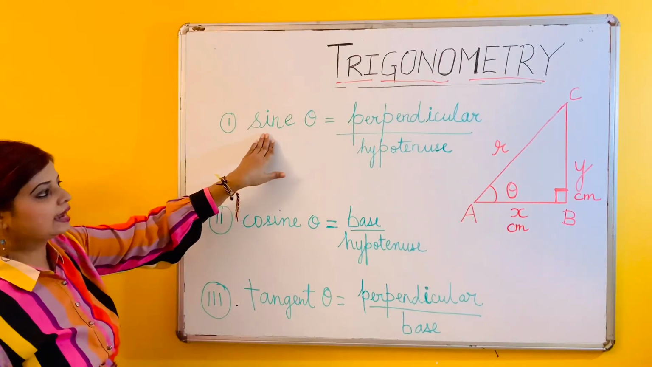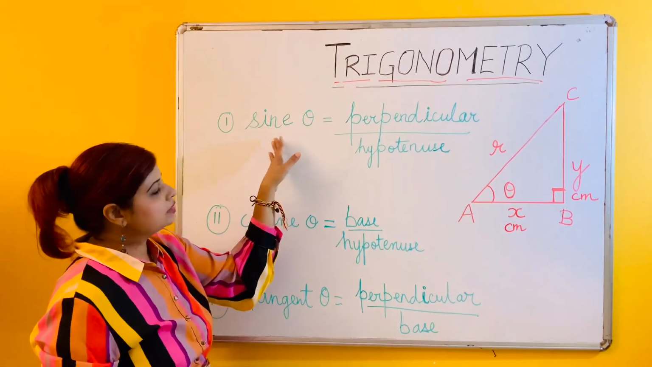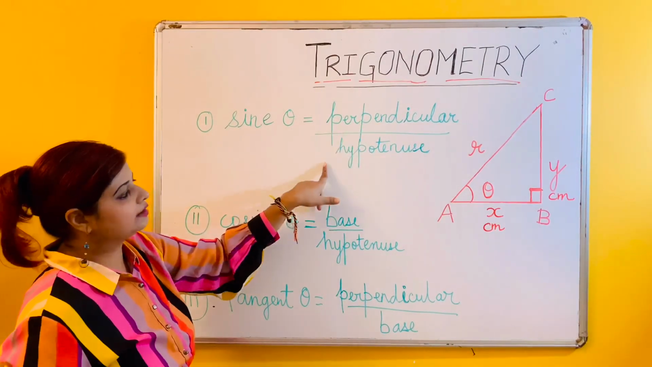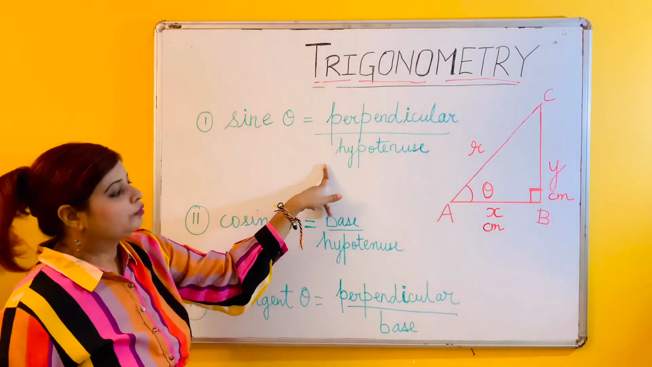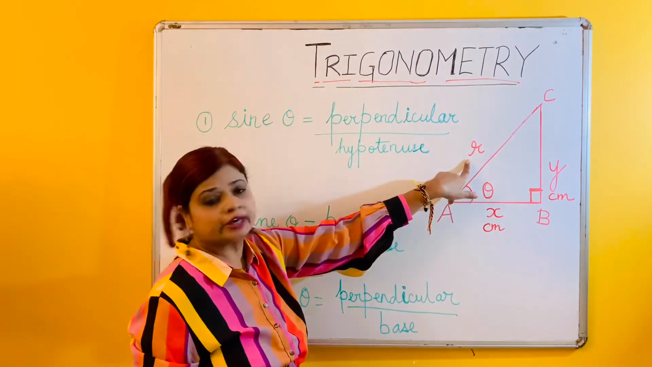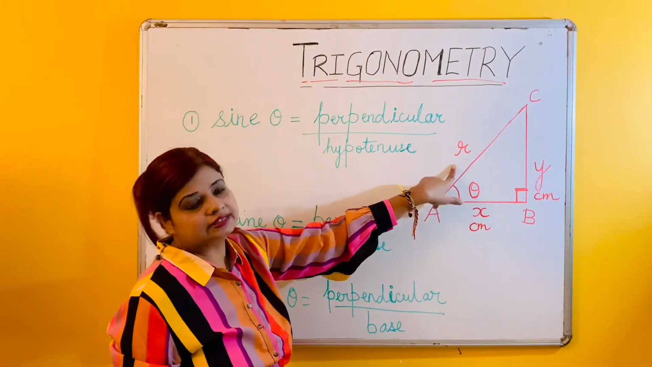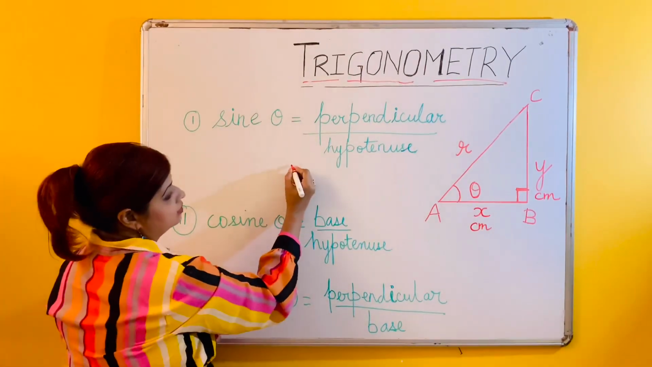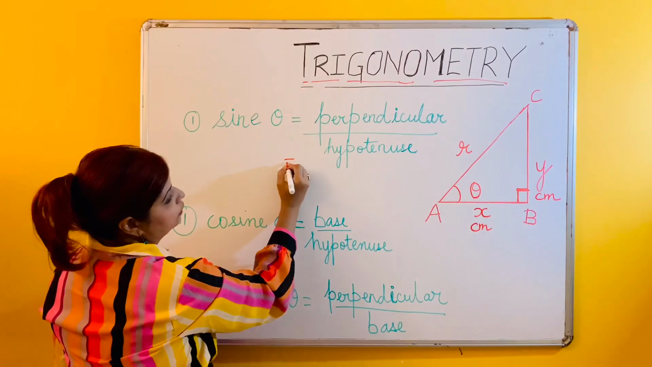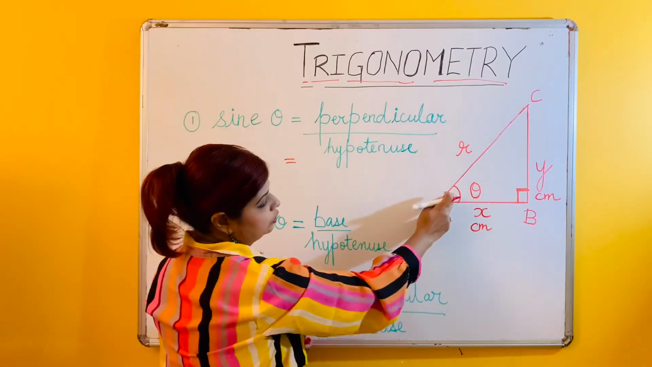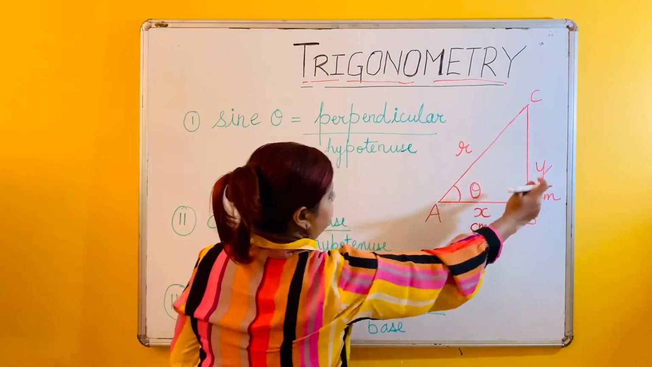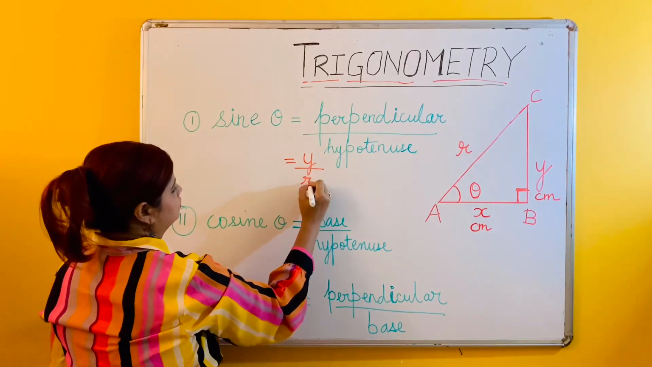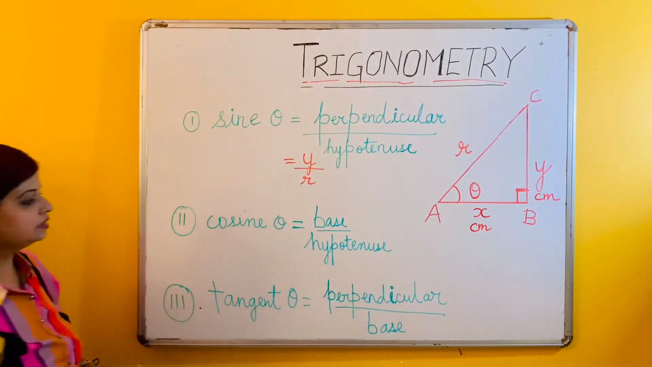First is sine theta. Now what is sine theta? It is the ratio of perpendicular divided by hypotenuse. Hypotenuse here is r, which is the largest side of a right angle triangle. With respect to theta, this is your perpendicular, so it is y by r. This is the sine theta.